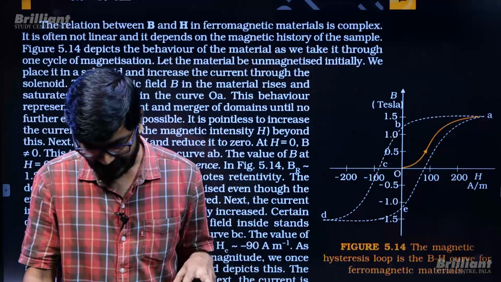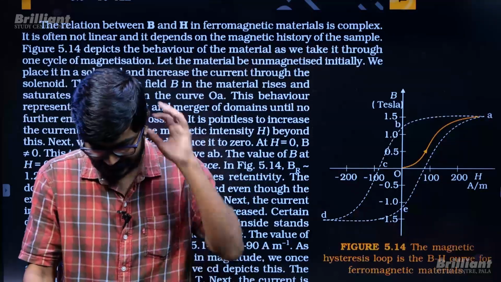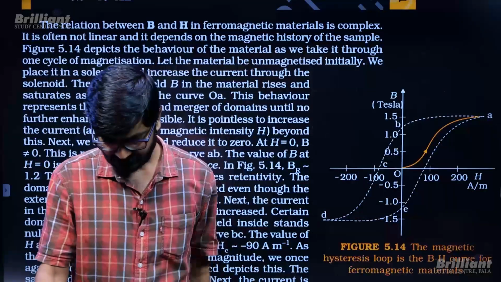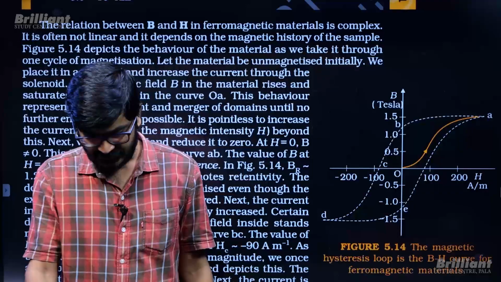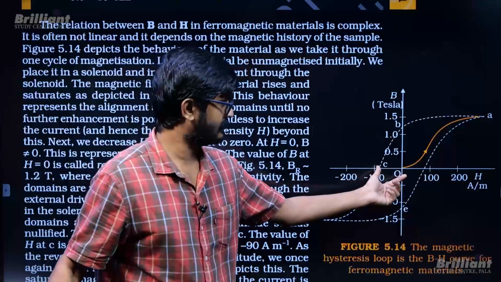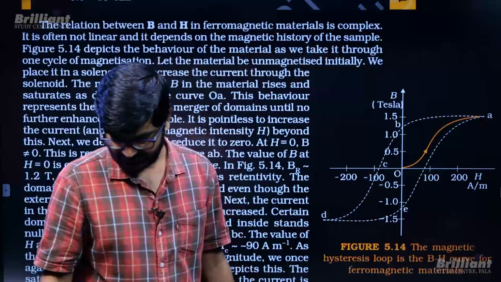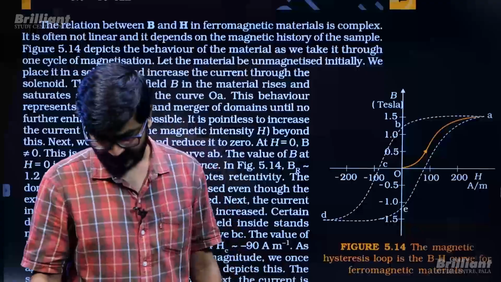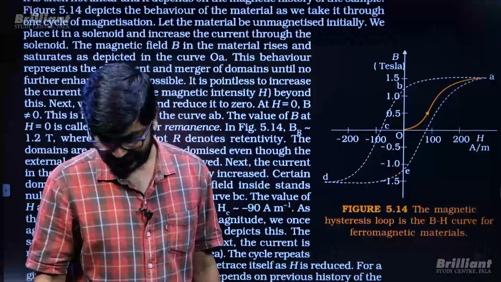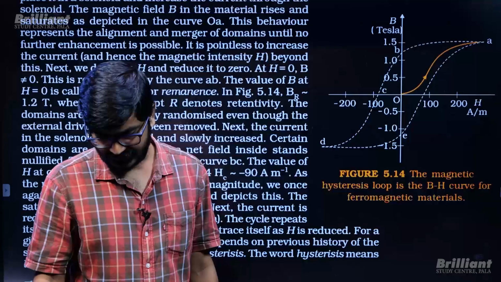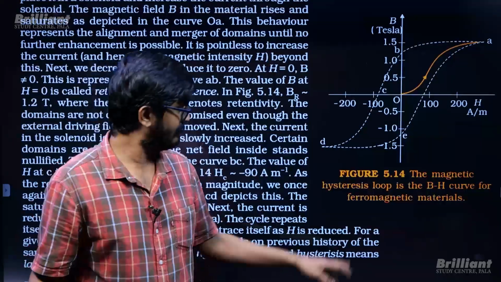Certain domains are flipped until the net field inside stands nullified. This is represented by curve BC. The value of H at C is called coercivity. Here it is minus 90 SI units. As the reversed current is increased in magnitude, we once again obtain saturation. The curve CD depicts this.